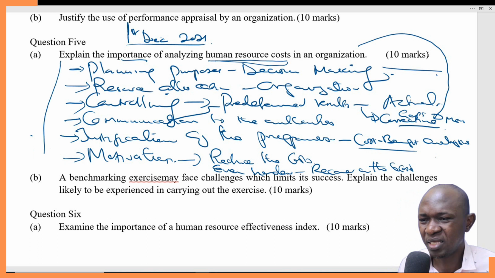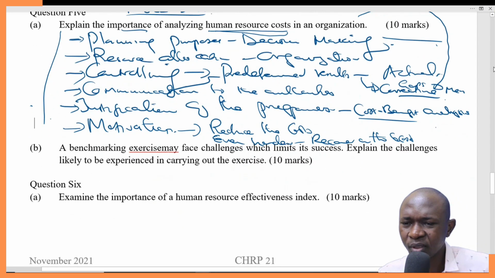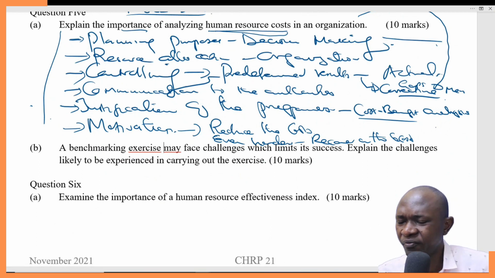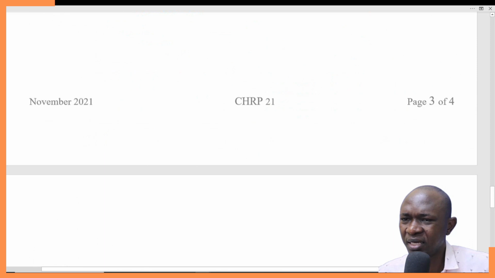So all these are points. Just pick any of these and then also explain. A benchmarking exercise may face challenges which limit its success. Explain the challenges likely to be experienced in carrying out the exercise.